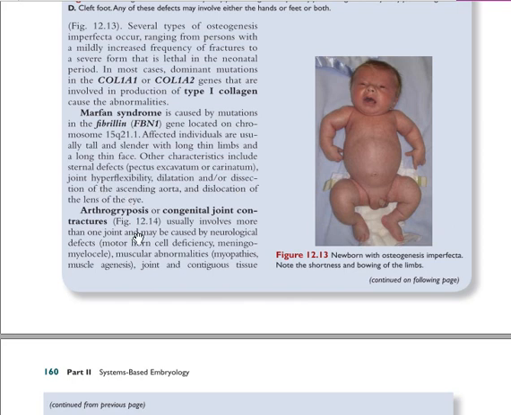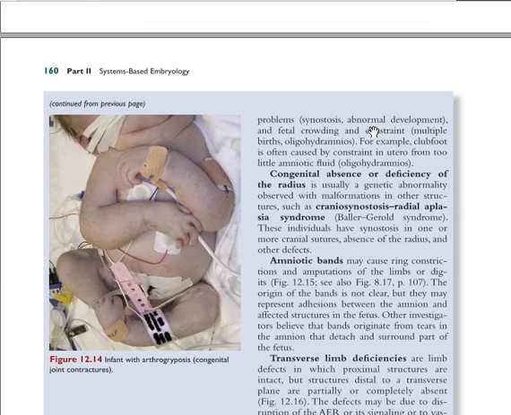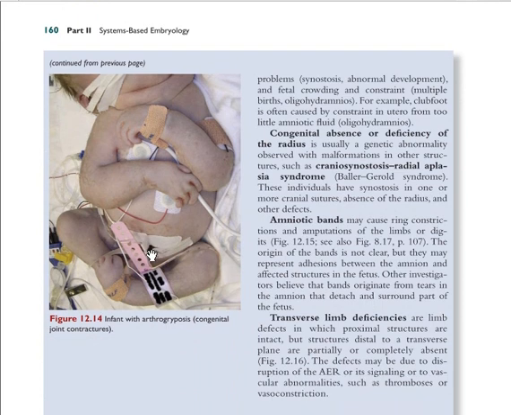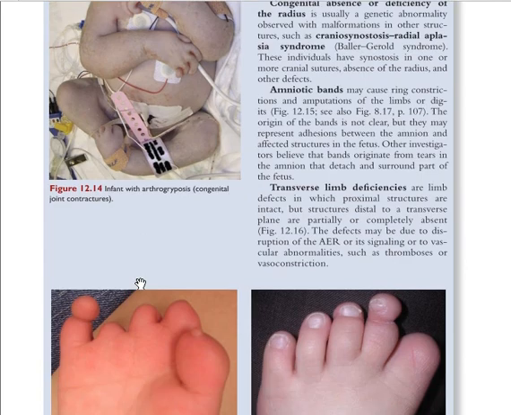Now the next disorder is going to be arthrogryposis, or congenital joint contracture. Arthrogryposis usually involves more than one joint and may be caused by a neurologic defect. So when you have joint contracture, like in this case where you have bowing of joints, it is going to be called arthrogryposis. This infant has arthrogryposis because he has contracture of joints. Is it clear? So contracture of the joints at the level of the limbs is going to be called arthrogryposis.